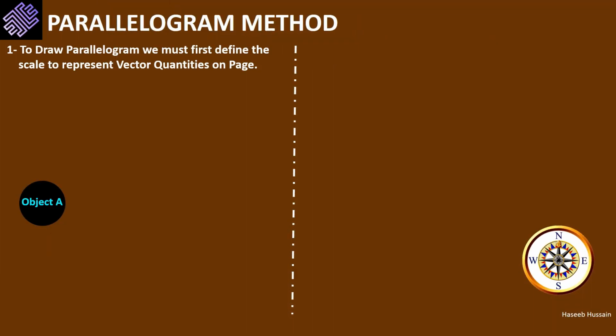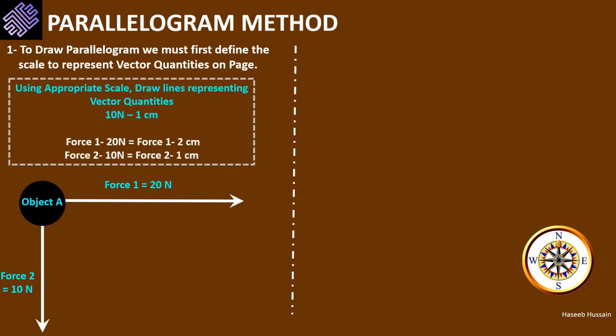First, we have to finalize the scale, which we will use to represent the vector quantities. In our case, two forces of 20 and 10 Newton act on an object respectively. The scale we are using is such that 10 Newton equals 1 centimeter on paper. Therefore, from ratio method, force of 20 Newton will have the length of 2 centimeters and a force of 10 Newton will have a length of 1 centimeter.